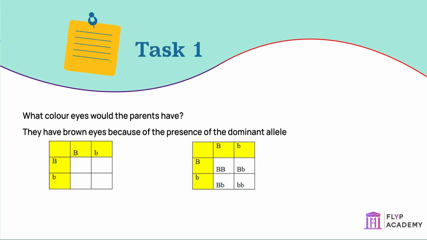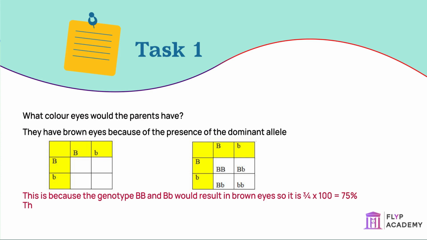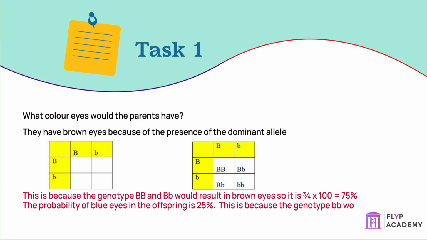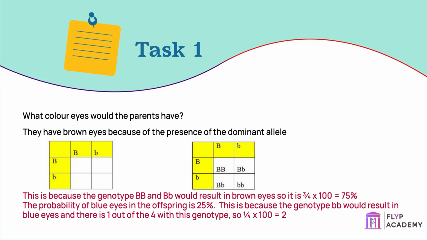So the probability of brown eyes in the offspring is 75%. This is because the genotypes BB and B small b would result in brown eyes, so it is 3/4 multiplied by 100, which is equal to 75%. The probability of blue eyes in the offspring is 25%. This is because the genotype small b small b would result in blue eyes, and there is 1 out of the 4 with this genotype. So 1 over 4 multiplied by 100 is equal to 25%.